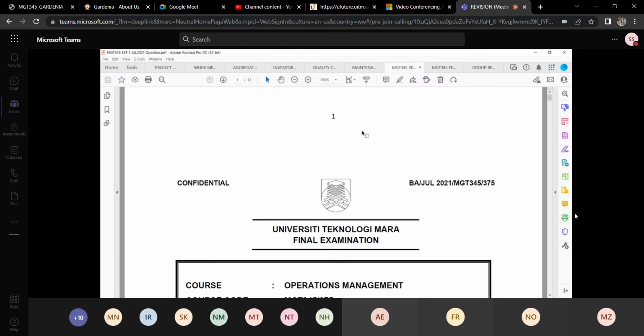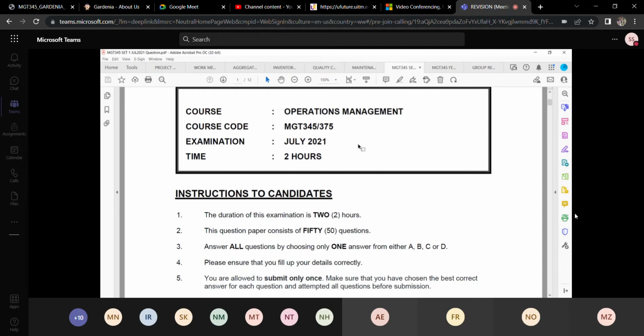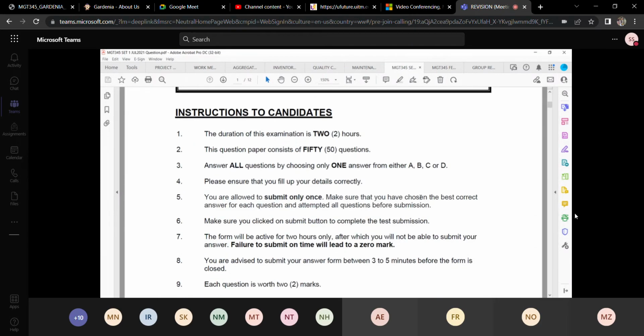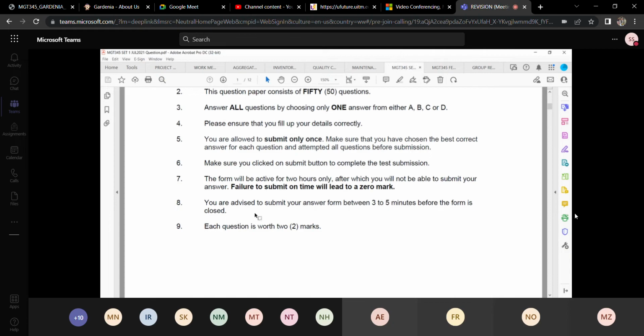So this is the example for your final assessment. You need to answer it within 2 hours, including submitting your answer. Duration is 2 hours, 50 questions. Answer all. Choose only one answer, either A, B, C, or D. You're allowed to submit only once. Failure to submit on time will lead to a 0 mark. So you are advised to submit your answer form between 3 to 5 minutes before the form is closed.